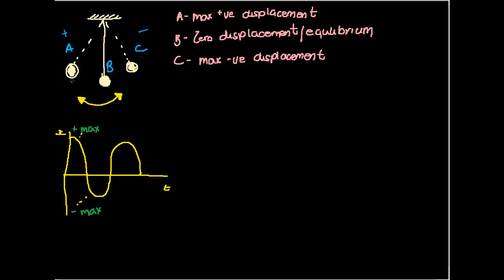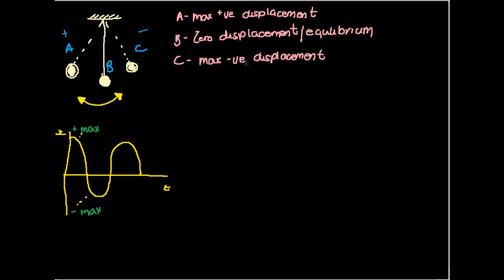And we'll be looking at the motion of this pendulum. So this A would be its positive side going towards its negative side C. At A, it would be its maximum positive displacement. At B, it would be zero displacement, or its equilibrium position or rest. And C would be its maximum negative displacement.